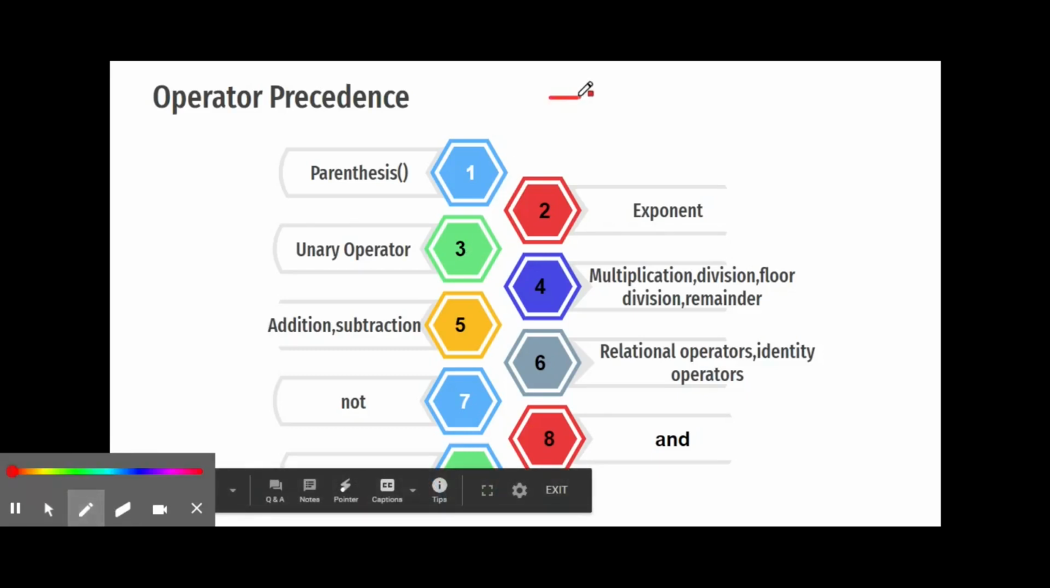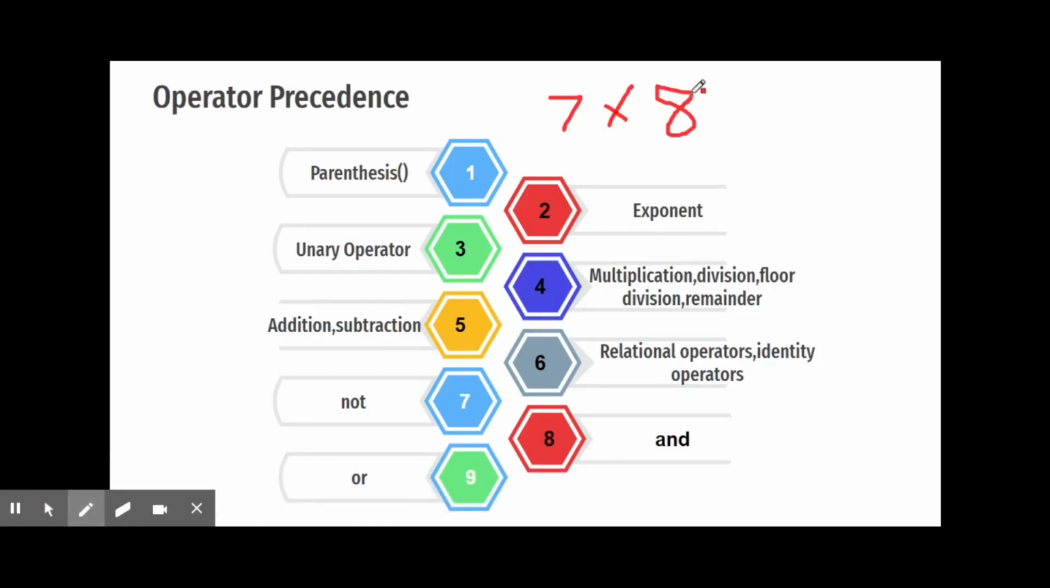Suppose I have 7 multiplying it with 8, and then I'm doing division with 5, and then I'm doing floor division with 2. So how will I start evaluating? You see the multiplication symbol, division symbol, floor division symbol, all of them come under this fourth category. So they're all under the same precedence. So I should start evaluating from the left. I start doing 7 into 8, I will get 56. Then 56 divided by 5, I will get 11.2. 11.2 floor divided by 2 will be 5. So that will be the answer.